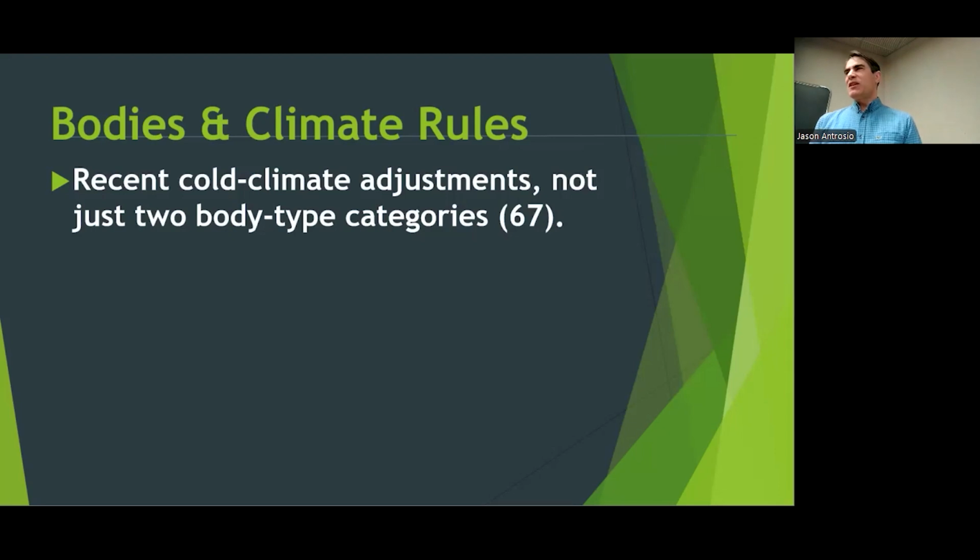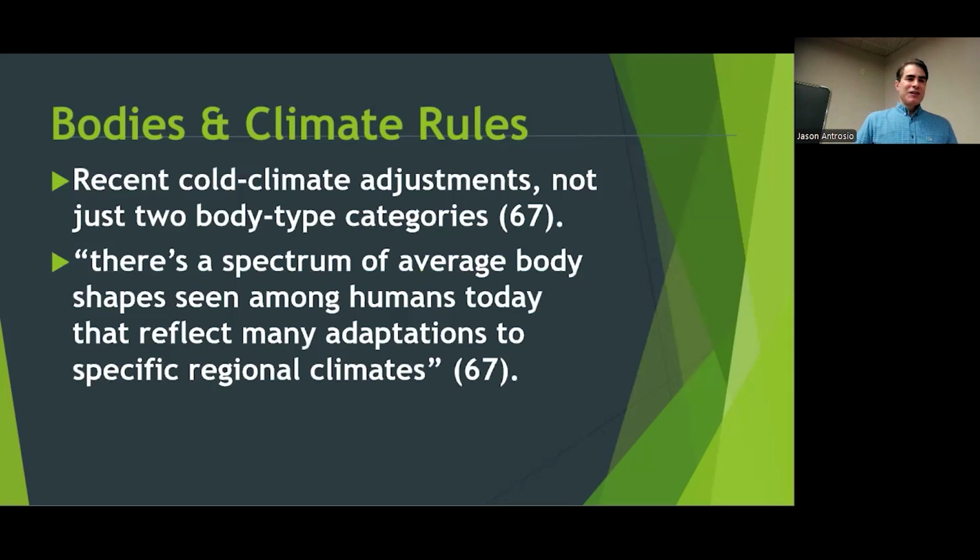And that means that there's not just two body type categories. Or to give you a fuller quote, they say that there's a spectrum of average body shapes seen among humans today that reflect many adaptations to specific regional climates. So again, as I said, this is a gradual or a clinal change across a range. It is not just two body shapes.